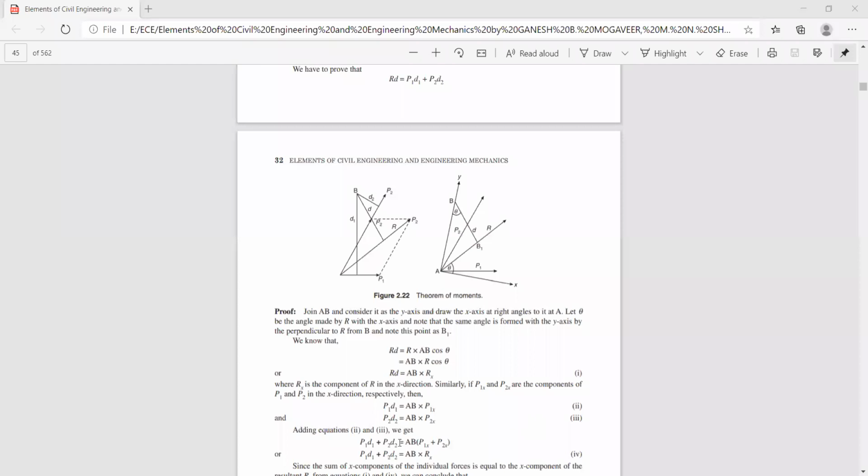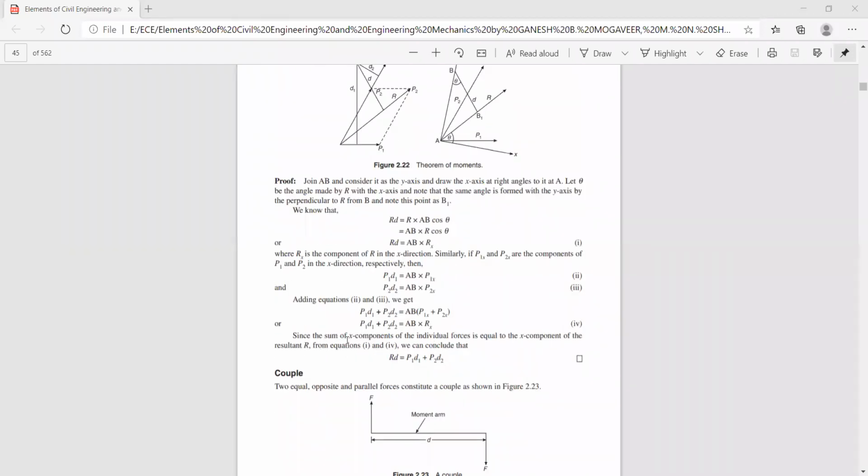So if you add it, P1 D1 plus P2 D2 is equal to AB into (P1x plus P2x), or P1 D1 plus P2 D2 is equal to AB into Rx, which is nothing but the resultant. Rx is nothing but the resultant. Hence Rx is nothing but P1x plus P2x. Hence R into D is nothing but P1 D1 plus P2 D2, which equals AB into Rx. So this is the equation.